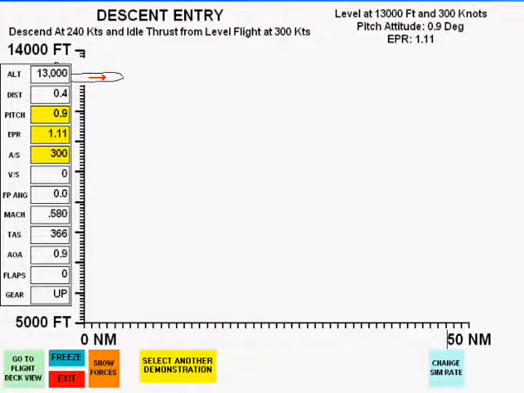Initially, we are at 13,000 feet and 300 knots, requiring a pitch attitude of 0.9 degrees and an EPR setting of 1.11. We begin the descent by setting a pitch attitude of 0.5 degrees and an EPR setting of 0.96, which is the idle thrust setting.